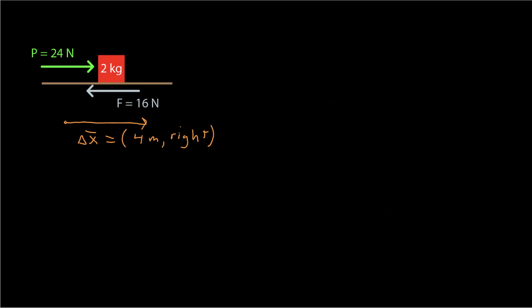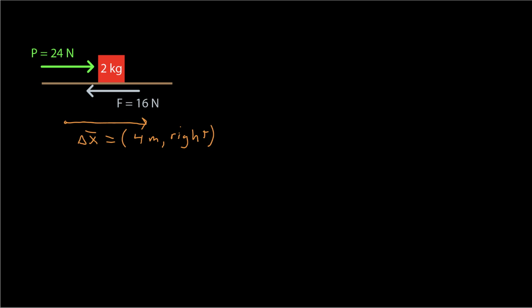Let's do another simple example where we come up with a net work. Here I have a mass of 2 kilograms that's being pushed along the ground. It's restricted to move in one dimension, so I have sort of my one-dimensional model where I can ignore any forces in the vertical dimension. So there's a pushing force on this block of 24 newtons. There's also a horizontal contact force due to friction of 16 newtons to the left. Under these conditions, everything's constant, and it moves in a straight line, a displacement of 4 meters to the right.